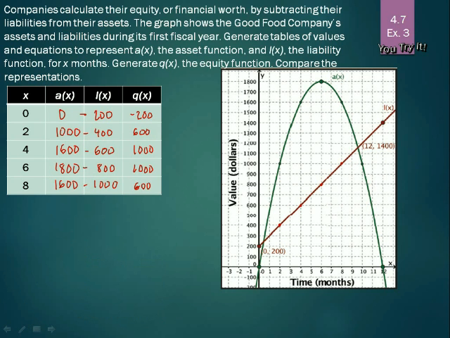So 0, negative 200, and then 2, 600, 4, 1,000, 6, 1,000, and 8, 600. So, connecting these, and I'm assuming it doesn't just go straight across in a line.